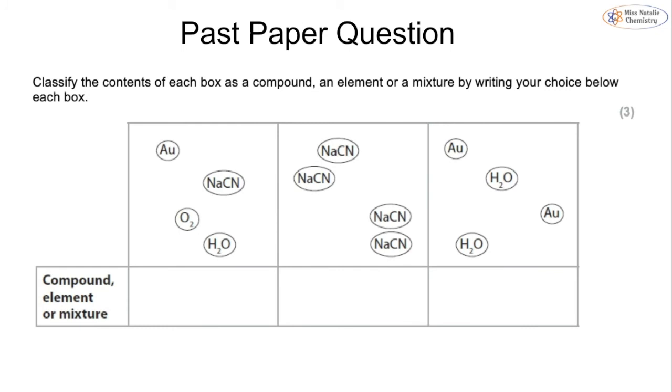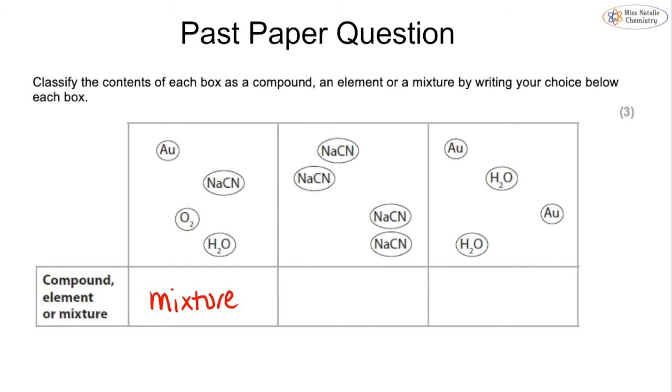So let's finish up with some past paper questions on this topic. The first one is to look at the contents of each box, and we want to classify each as a compound, an element, or a mixture. So with the first one, we've got some gold, we've got some sodium cyanide, some oxygen, and some water. And notice that none of these are connected, so this must be a mixture.